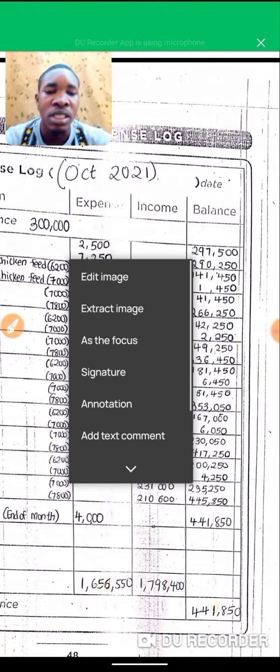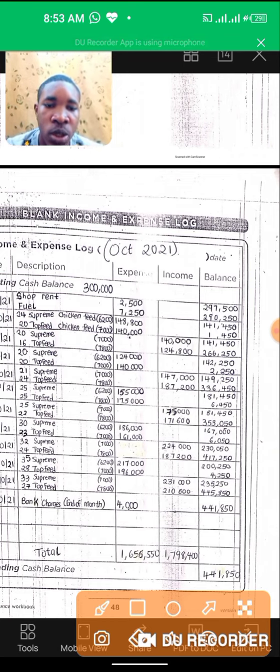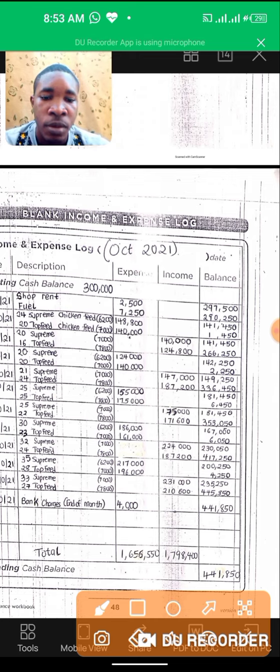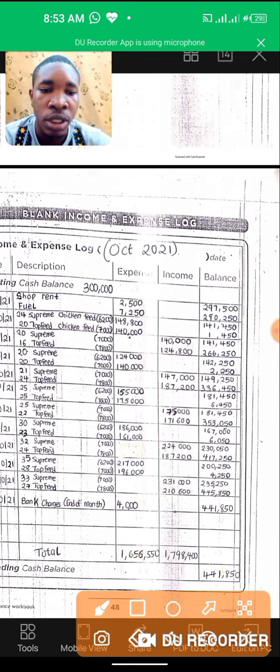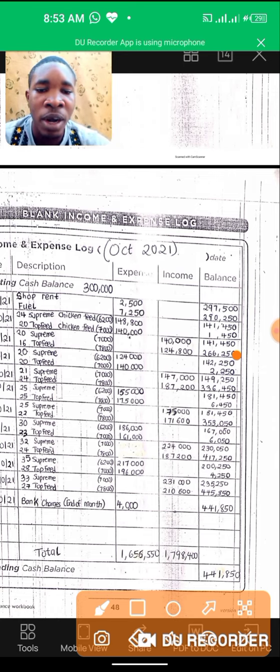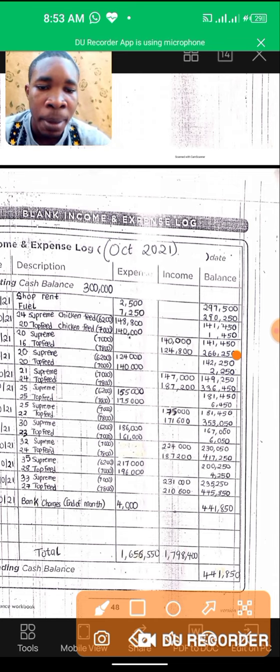And then what happens for your balance? What are you going to do now? Because it's expenses, you deduct it from what was there before. Here, after I finished selling for the day on the third, I had 266,250 naira. But because I went back to market to buy, I now got 266,250 minus what?